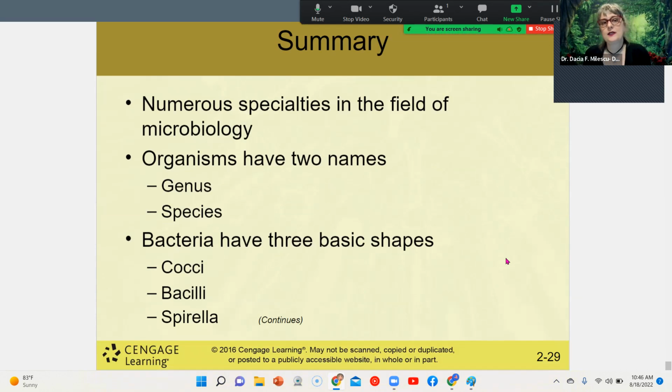So to summarize this lesson today, we did a lot. We discussed the field of microbiology and how it's relevant to medical microbiology. We discussed the two names on how we identify organisms by genus and species. Capitalizing genus, species is italicized. Then identifying bacteria based on three shapes: cocci, bacilli, and spirilla.